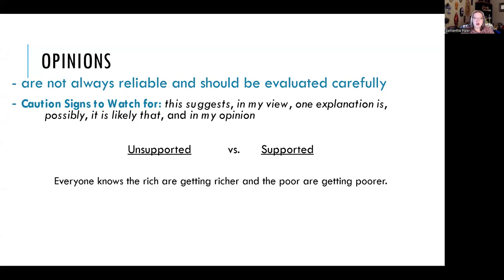So, everyone knows the rich are getting richer and the poor are getting poorer. We see the wage gaps. We see the major gaps between the uber rich, like the 1%, it's even 0.1% now, the billionaires, and then the uber poor. We see that. So everyone knows. How do you know? How can you prove that everyone knows? Everyone in the world knows this? We can't say that. That's a blanket statement.